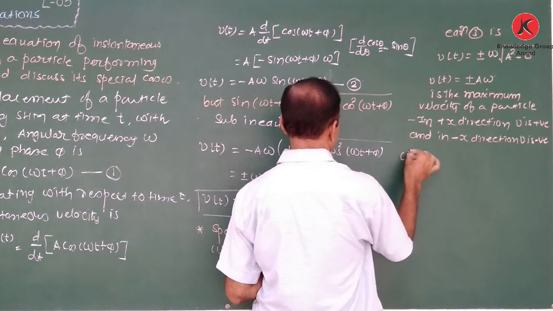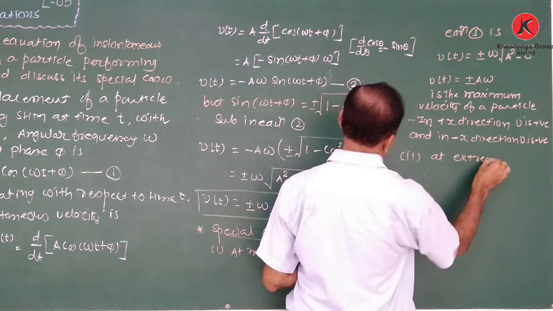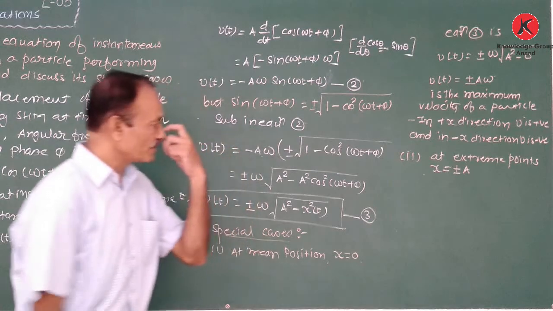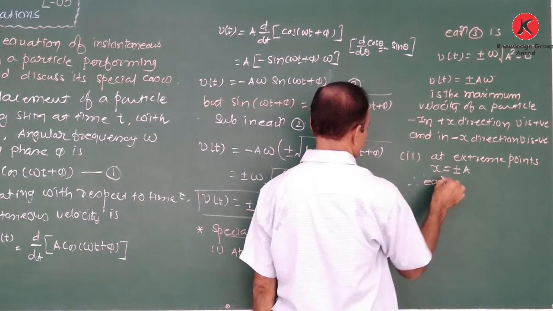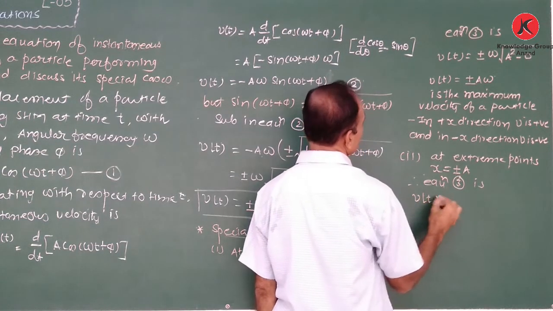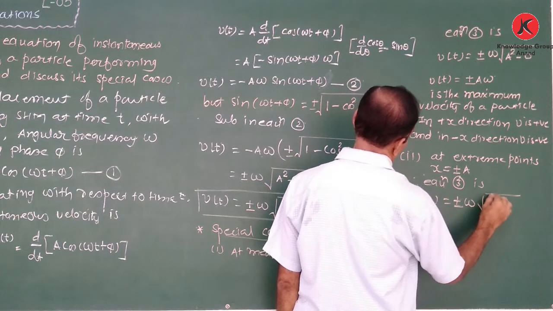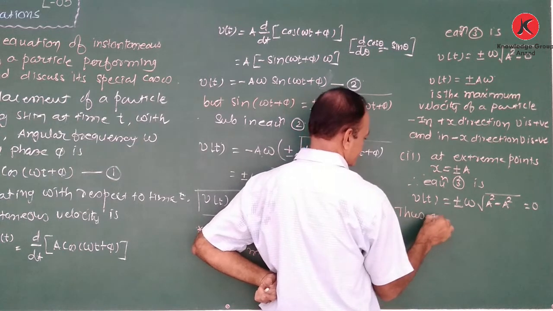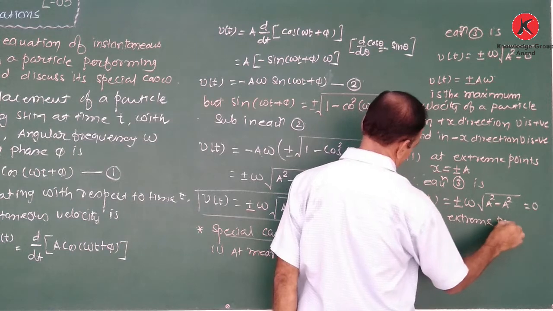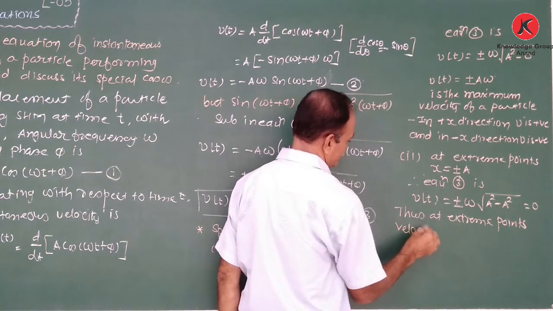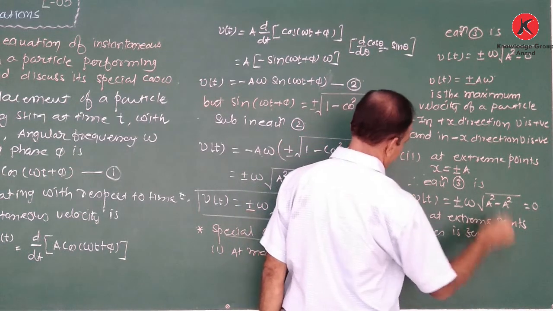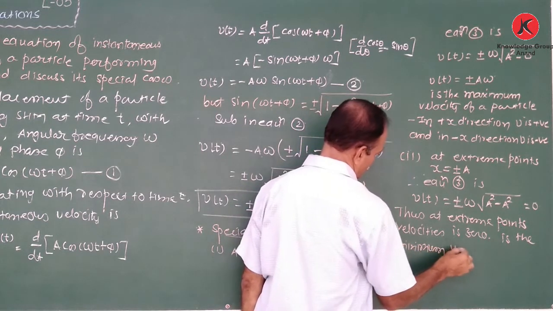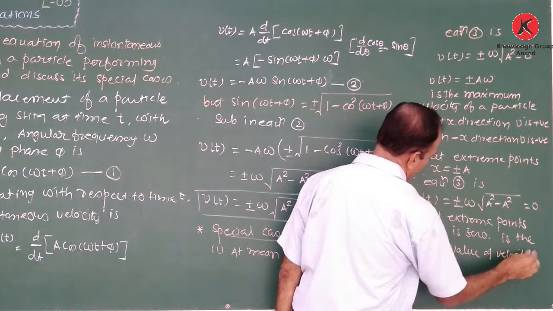Now the second case, at the extreme point, x is equal to plus or minus A. Therefore, equation 3 gives v is equal to plus or minus omega times the square root of A square minus A square, which is equal to 0. Thus, at the extreme point, velocity 0 is the minimum value of velocity.